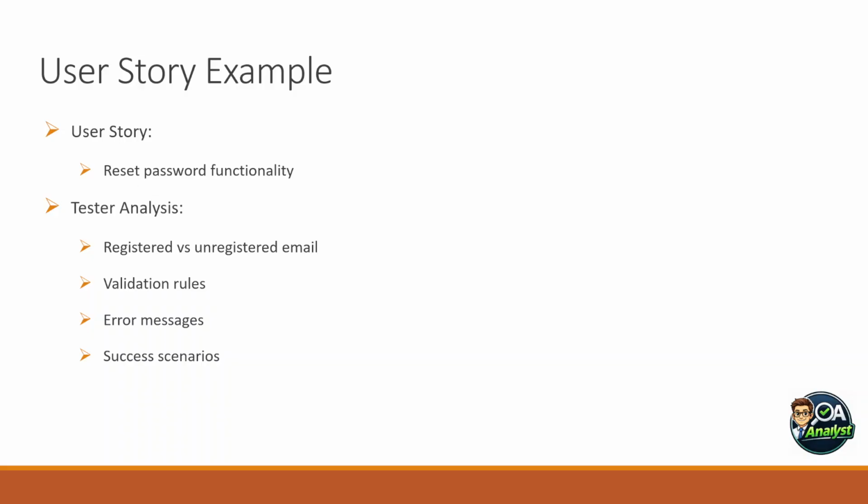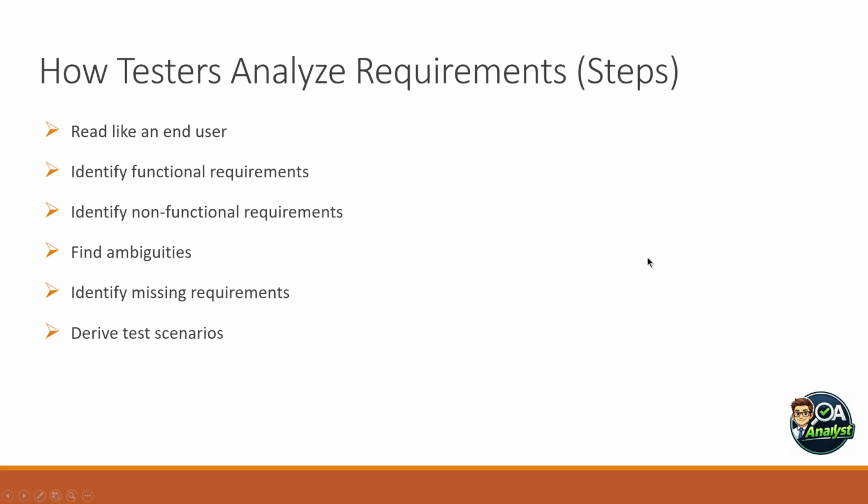Now let us understand how testers actually analyze the requirements. Testers usually follow a structured thinking process: read the requirements like an end user, identify functional requirements, identify non-functional requirements, identify ambiguous requirements, identify missing requirements, and identify possible test scenarios. Now we will go through each step slowly with some examples.